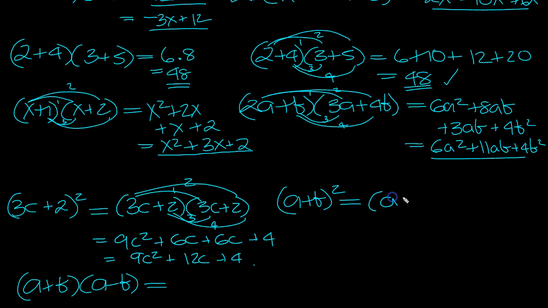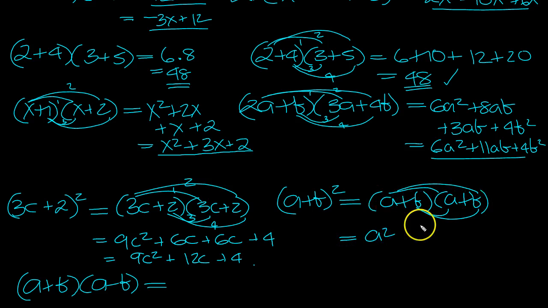This one is a plus b times a plus b. 2 lines for the first, 2 for the second. A squared, the first one, plus an ab, plus a ba, which we can write as ab, plus a b squared, isn't it, the last line. So we end up with a squared plus 2ab plus b squared.